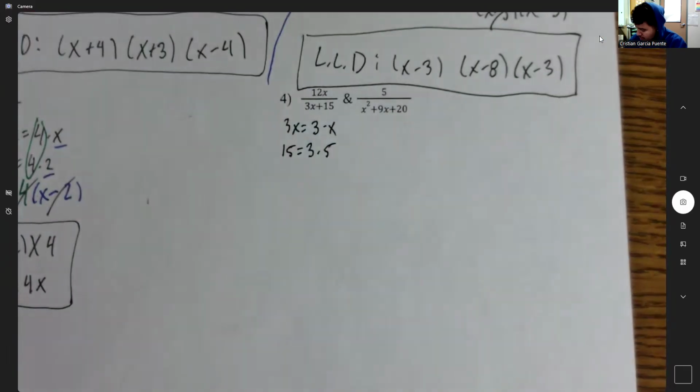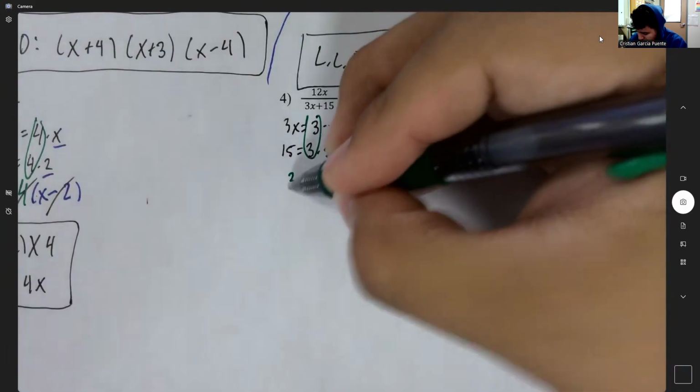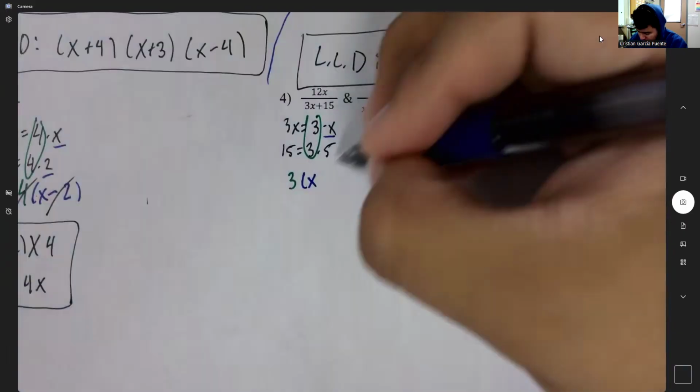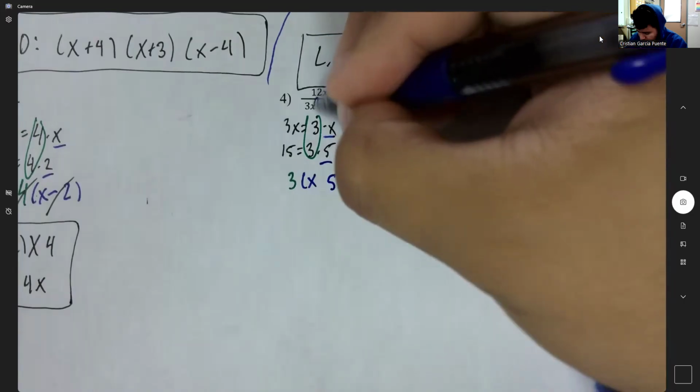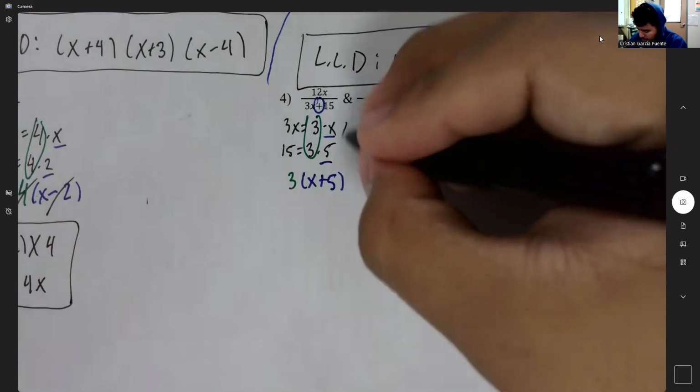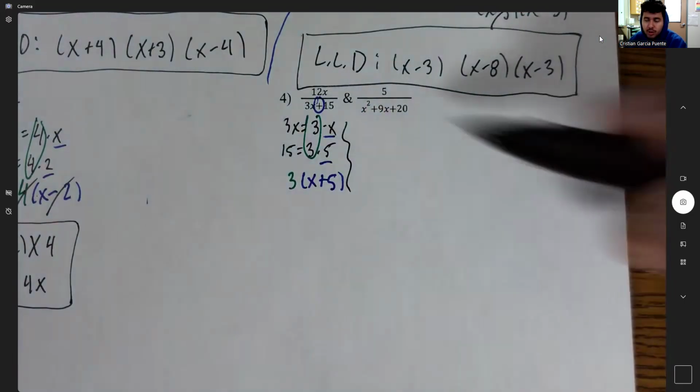And now, what do those two have in common? They have a 3 in common. What do we not use on the top? An x. What do we not use on the bottom? A 5. And then your symbol between, a plus. So it's 3 times x plus 5. Now, we're just going to have to factor the right denominator.